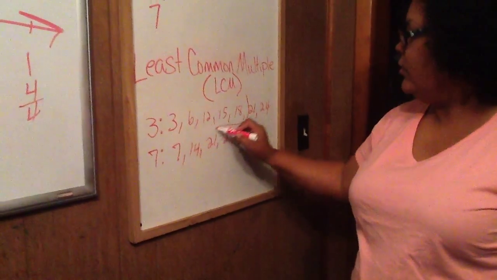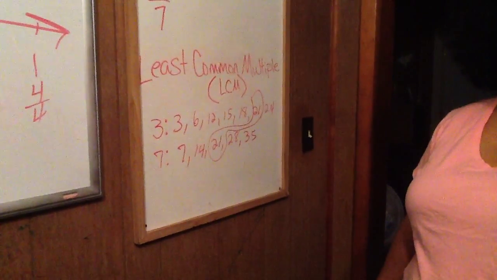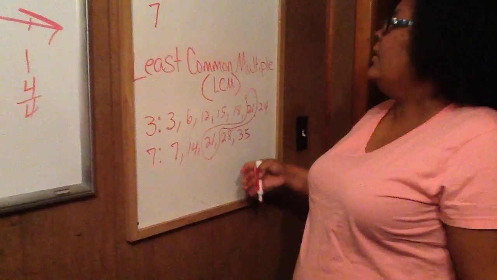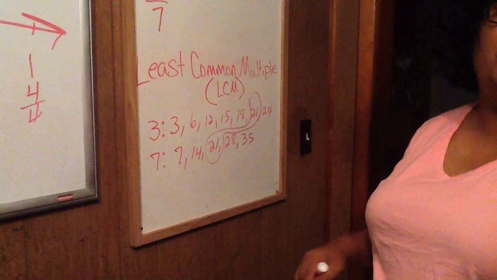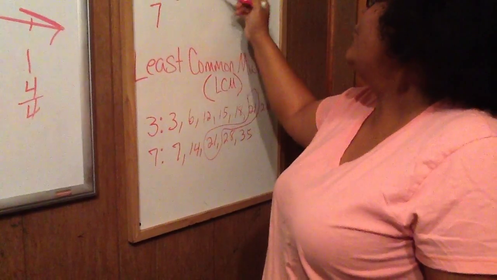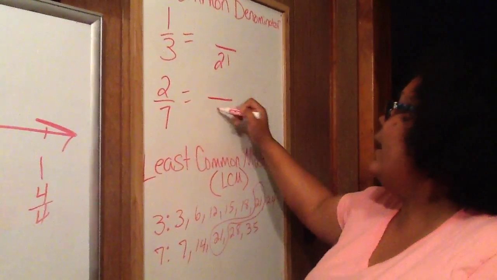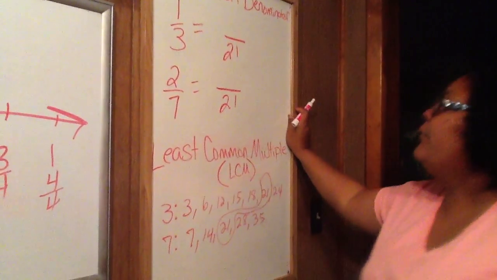Let's find the first number they have in common. It is 21. 21 is our first number that we have in common. So this will be our least common multiple, or I would say my least common denominator. So in order to solve this fraction, I will put 21 as my new denominator.